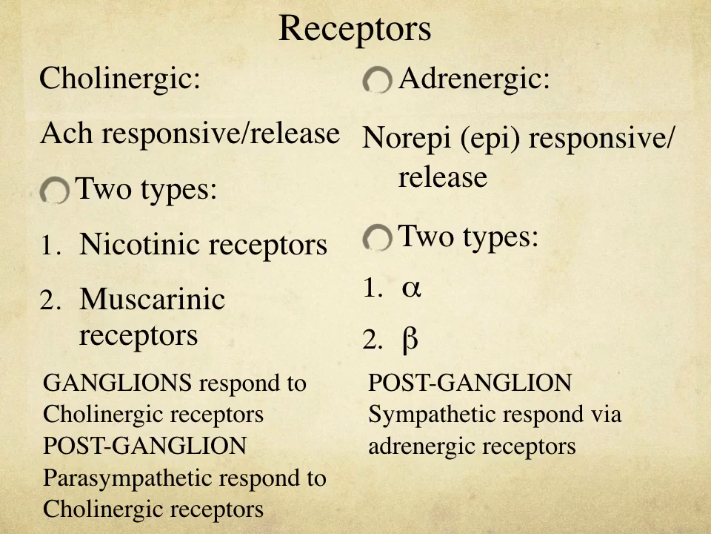The muscarinic receptor and the adrenergic receptor act as metabotropic receptors, which means that they're going to trigger a cascade of events within the cell, which leads to eventually causing the depolarization to take place. Both the muscarinic as well as the adrenergic receptors are postganglionic, which means that they're actually at the peripheral tissue that's going to respond to the autonomic signals.